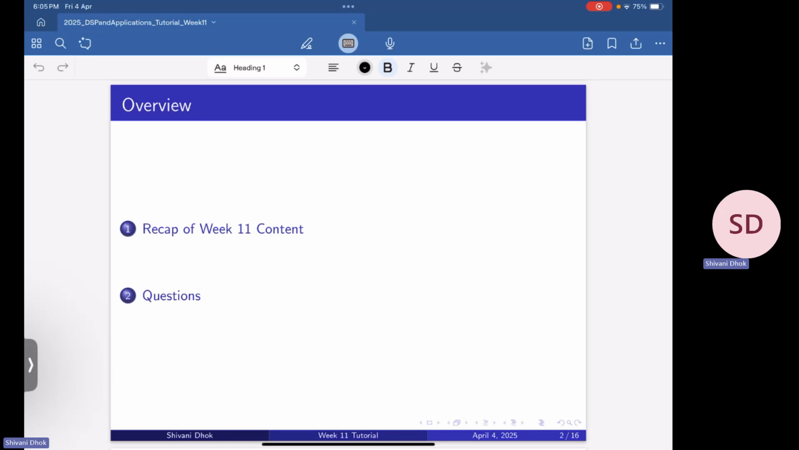At any point of time, if you have any queries regarding what I am solving, please unmute yourself and ask those doubts. Don't put it in the chat box. I may not be able to see the chat box every time, so it's advised that you please unmute yourself and ask your queries.